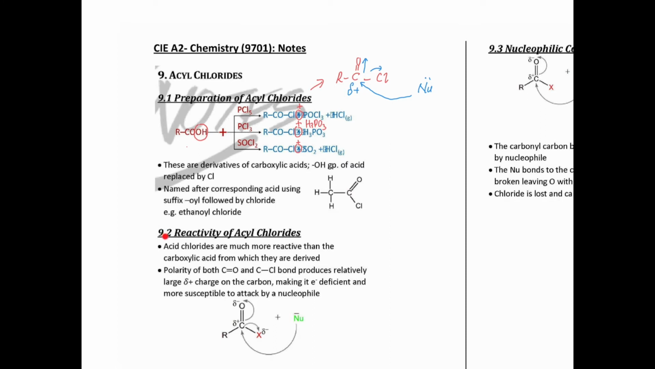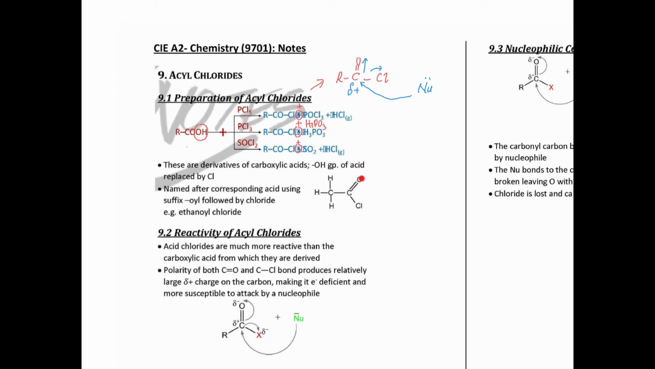So 9.2, reactivity of acyl chloride. Very reactive, of course. Acyl chloride is also called acid chloride. Much more reactive than the carboxylic acid from which they are derived. So if you are comparing ethanoic acid and ethanoyl chloride, the chloride is much more reactive. Next point, polarity of both C=O and C-Cl.